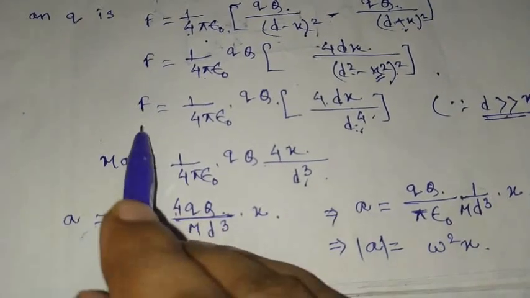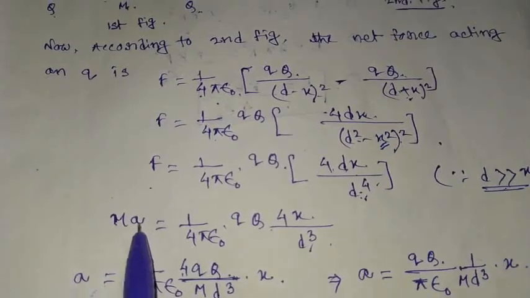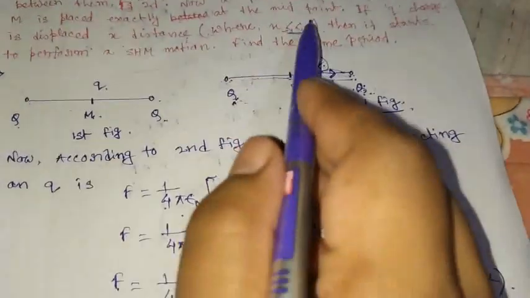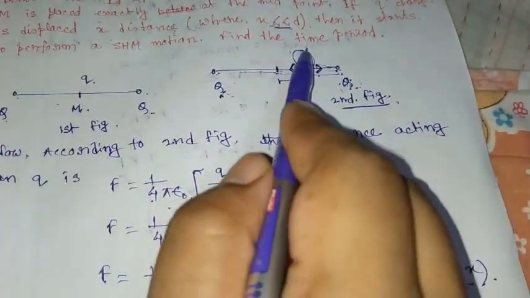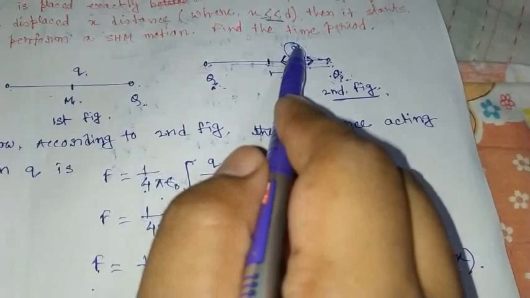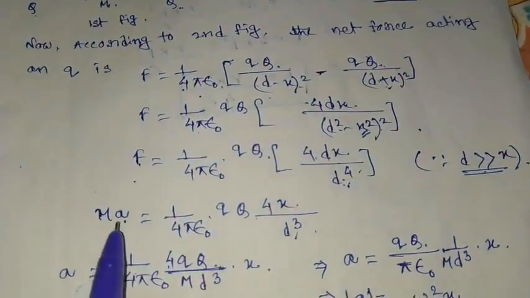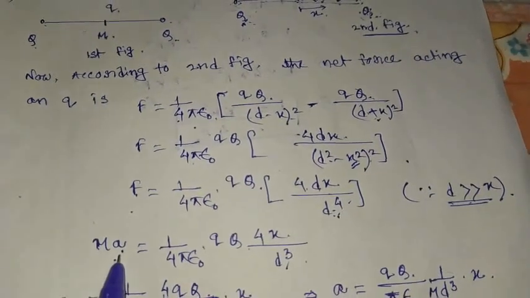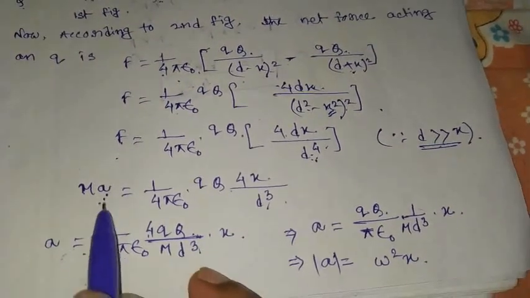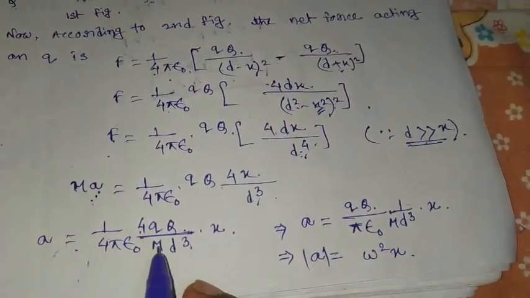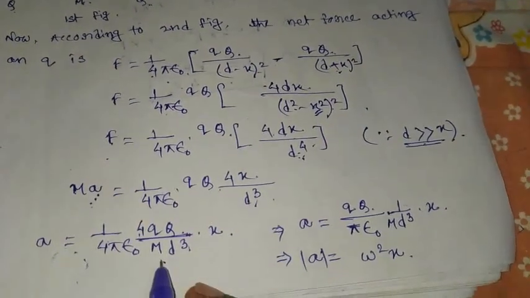Now this force can be written as M into acceleration a, because this force acts on that particular q, which has mass capital M. So the force on this small q, according to Newton's law, is Ma, where a is the acceleration, and a can be written in this form because M is taken to the right side of the equal sign, so it can be divided.